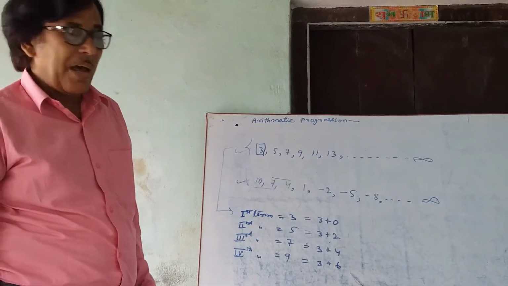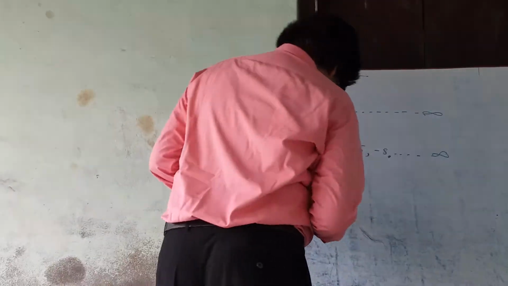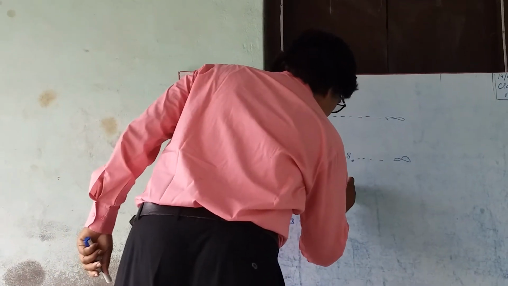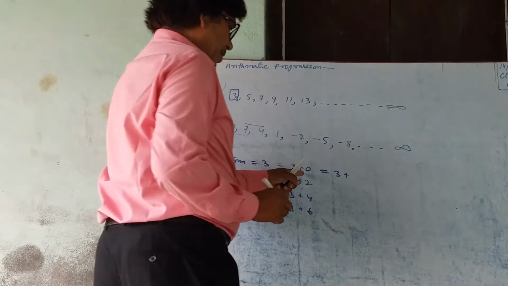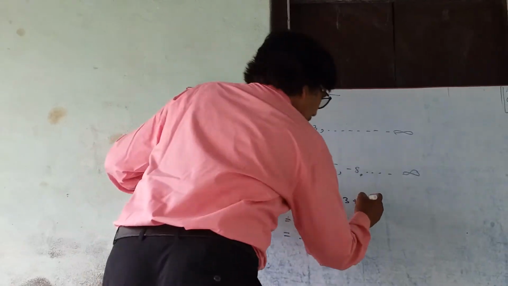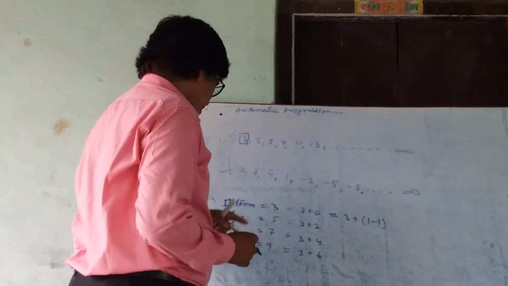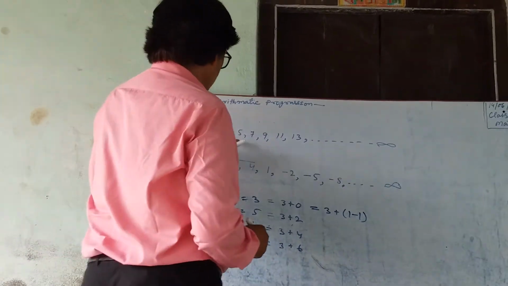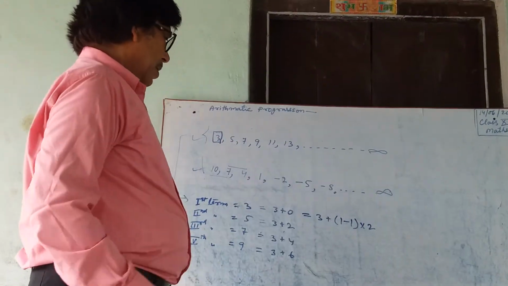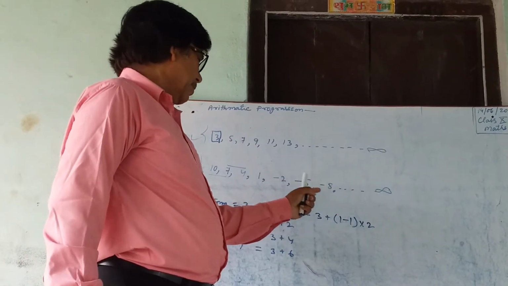that is the general term. Suppose the nth term is equal to 3 plus 0, where 0 means first term 1, minus 1, times the common difference, 5 minus 3, that is 2. So 3 plus 0, since 1 minus 1 is 0, 3 plus 0 into 2 is 0, 3 plus 0 means 3.